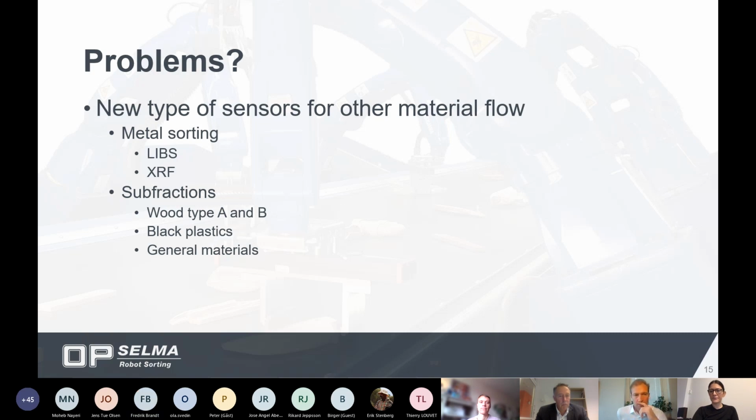Also subfractions, and Erik touched upon this as well. For instance, in plastics, you want to find different types of plastics. This is also something that we want to look into much more in detail. It could be the same with wood, that you would like to sort it into fresh wood, wood that you can reuse in certain industries and so on, and that will increase the level of recyclability.